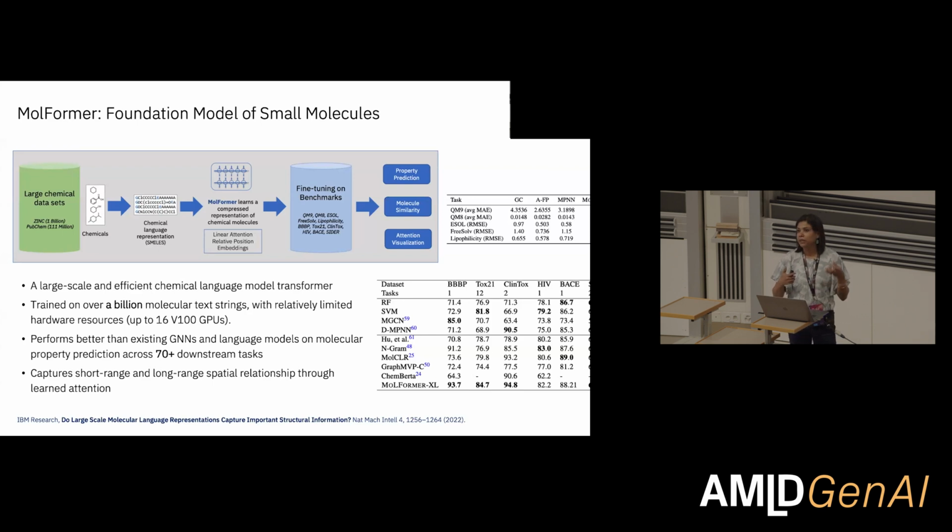These tasks could be predicting some quantum mechanical property, like going back to the benchmark like QM9, and all the way up to looking into blood-brain barrier permeability prediction, toxicity prediction, and so on.